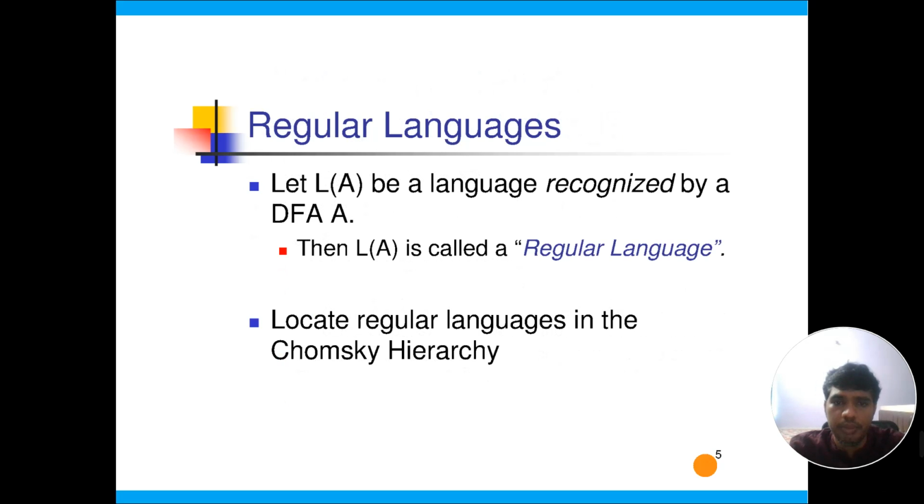Let L be a language recognized by an automata, DFA A. Then L of A is called a regular language. So there is a strong relationship between language and automata. If the language is accepted by an automata, then it is a regular language. We denote it as L of A, which means L is the language accepted by automata A.